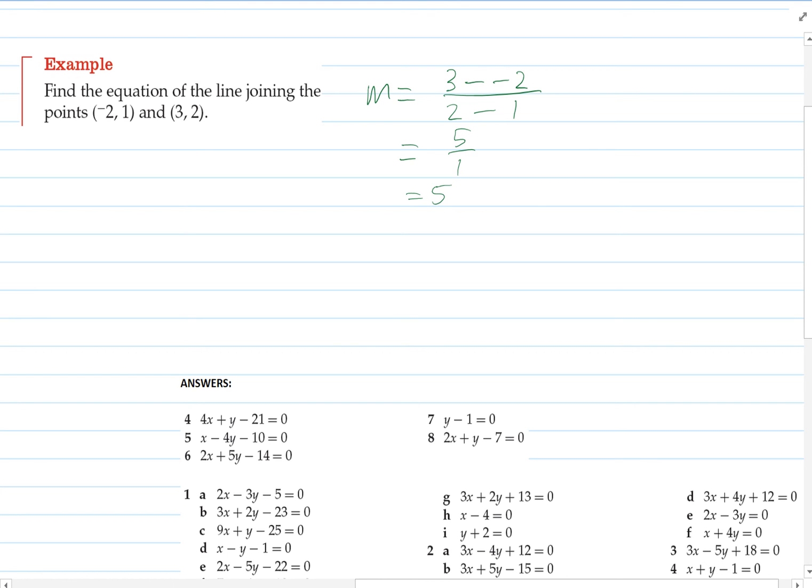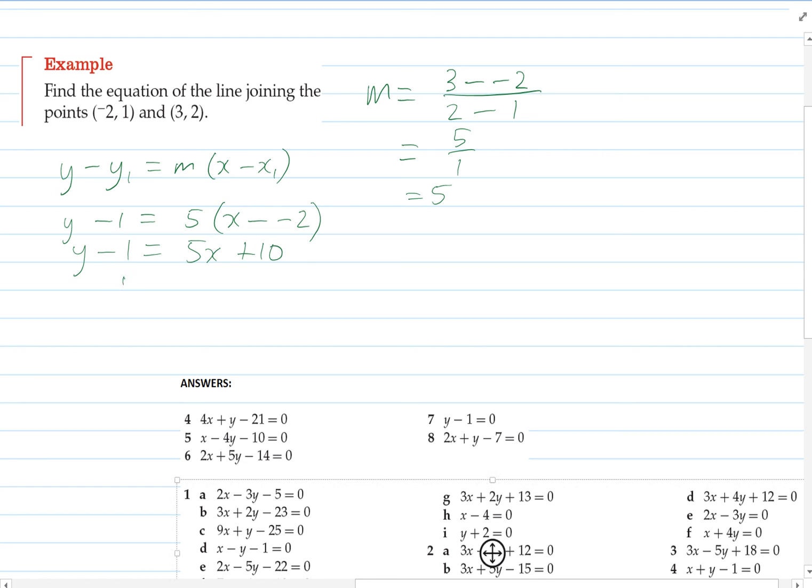So that's our gradient, and we can choose either of these points for our line equation. I'll just choose the first one, so that'll give us y minus 1 equals 5 times x minus negative 2, and so that means we have y minus 1 equals 5x plus 10, and so y equals 5x plus 11, and that's our equation.